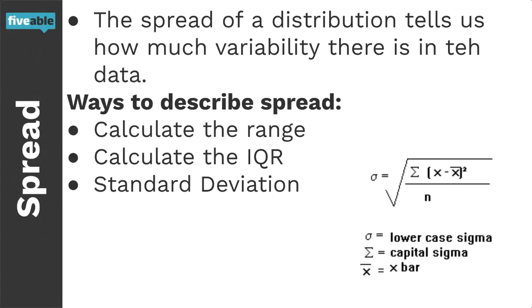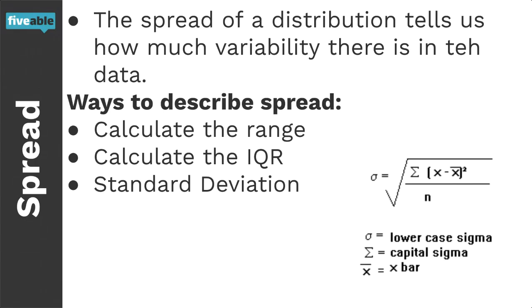Ways we describe spread: we can calculate the range, which is the maximum minus the minimum. We can calculate the IQR, also known as interquartile range. That's going to be your Q3 minus your Q1. That's going to tell you how spread out the inner 50% of our data is. The range is going to give you all the data, how spread out all your data is. IQR is going to give you your middle 50%.